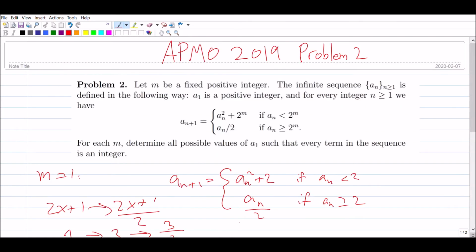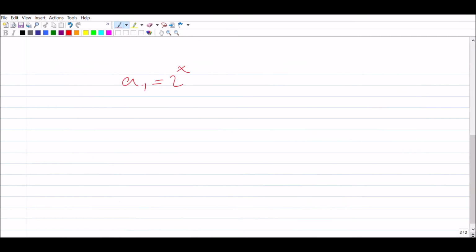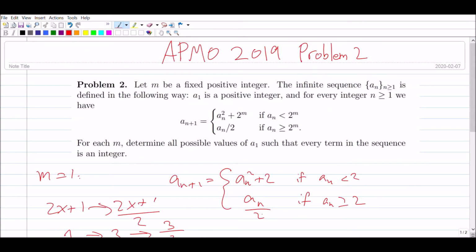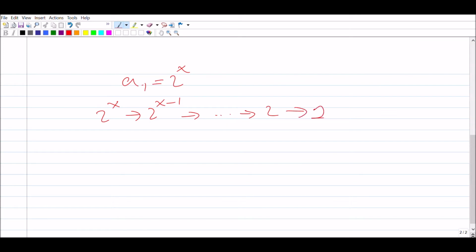So now moving on, we start by letting a_1 be equal to 2 to the power x, for some x. So then by the definition of the sequence, we know that we'll continue dividing by 2 until we get to be less than 2 in this case. So from 2 to the power x, we'll go to 2 to the power x minus 1, and we'll keep going till 2. But after 2, since 2 is greater than or equal to 2, the next term will be 1. So now we have an odd term, and after that we'll have 3 and 3 over 2. So again, this is not an integer. So whenever a_1 is a power of 2, all terms won't be an integer when m equals 1.